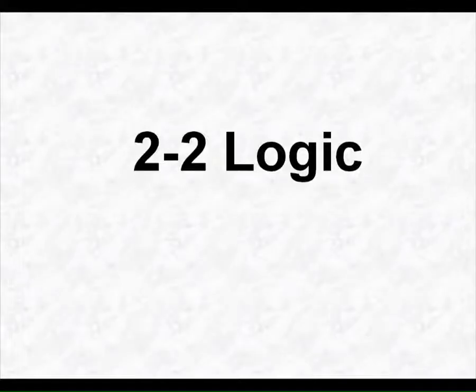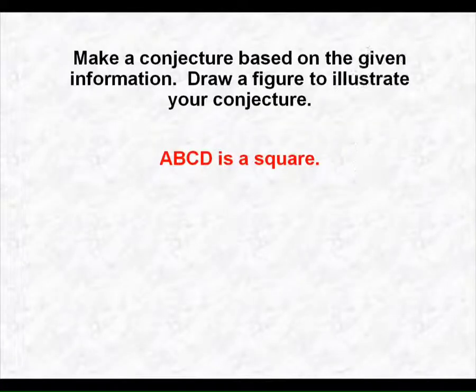So section 2.2 is called logic. Now, let's review what we talked about last time. This is what we talked about last time. We talked about making conjectures, and then making counterexamples if conjectures are false, if I give you a conjecture.